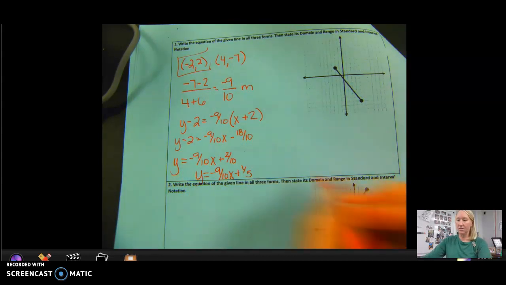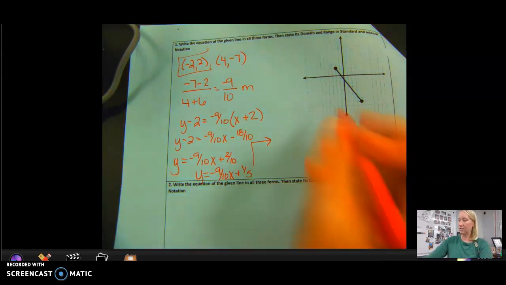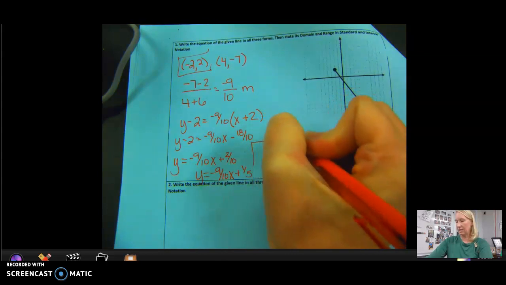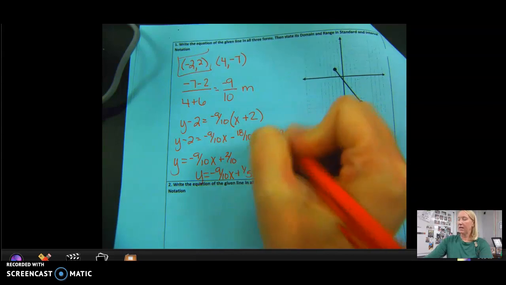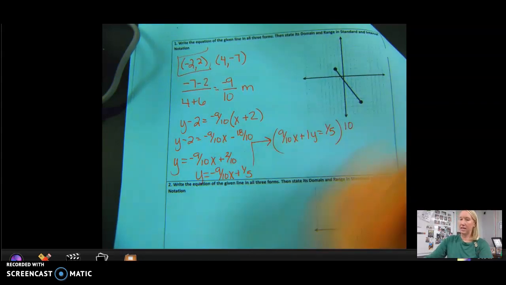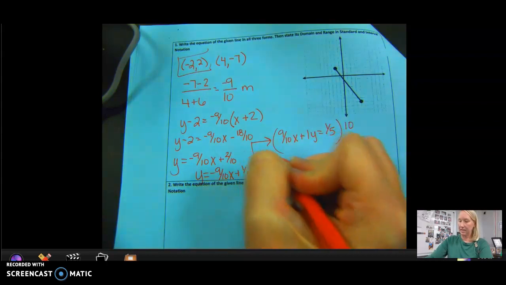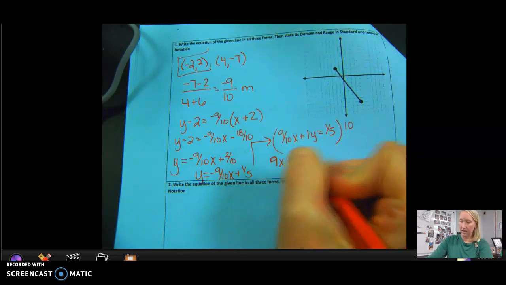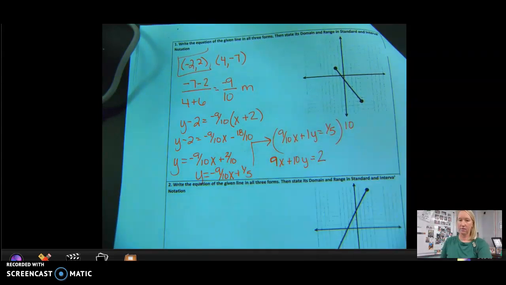Now to turn that into standard form, I get my x's and my y's to the left-hand side, so I'd add 9 tenths x to both sides, so I get 9 tenths x plus 1y equals 1/5. It can't be a fraction, so I multiply this by 10, my least common multiple. That gives me 9x plus 10y equals 2. So that's standard form.